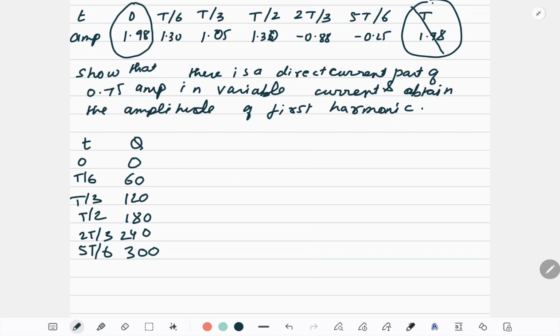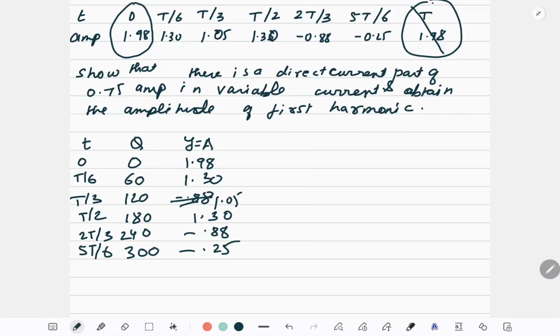So I can happily do it in my calculator. Then what is your y value? Here it is amplitude given, so you can write A only: 1.98, 1.30, then 1.05, then minus 0.88, and so on. Correct? Now this is what I got. This is the given A.